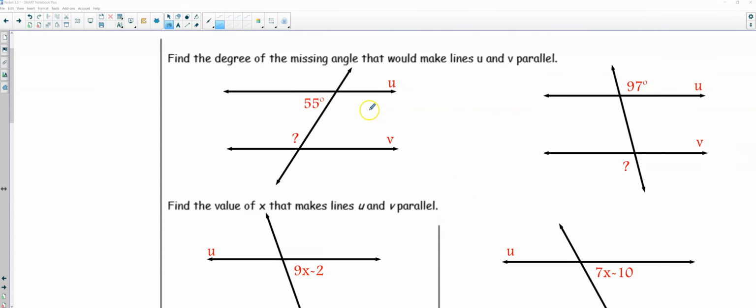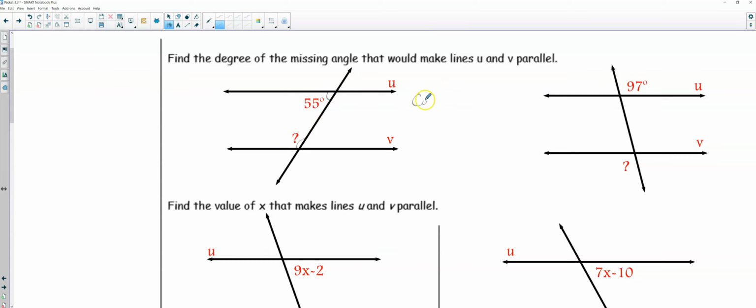Here are other types of problems you can solve using those theorems. Also, find the degree of the missing angle that would make lines U and V parallel. Here's lines U and V crossed by the transversal. They're giving that this angle right here is 55 degrees. The question mark is, what is this angle? Well, the first thing you need to know is what type of angles they are. Notice that they are consecutive interior angles.